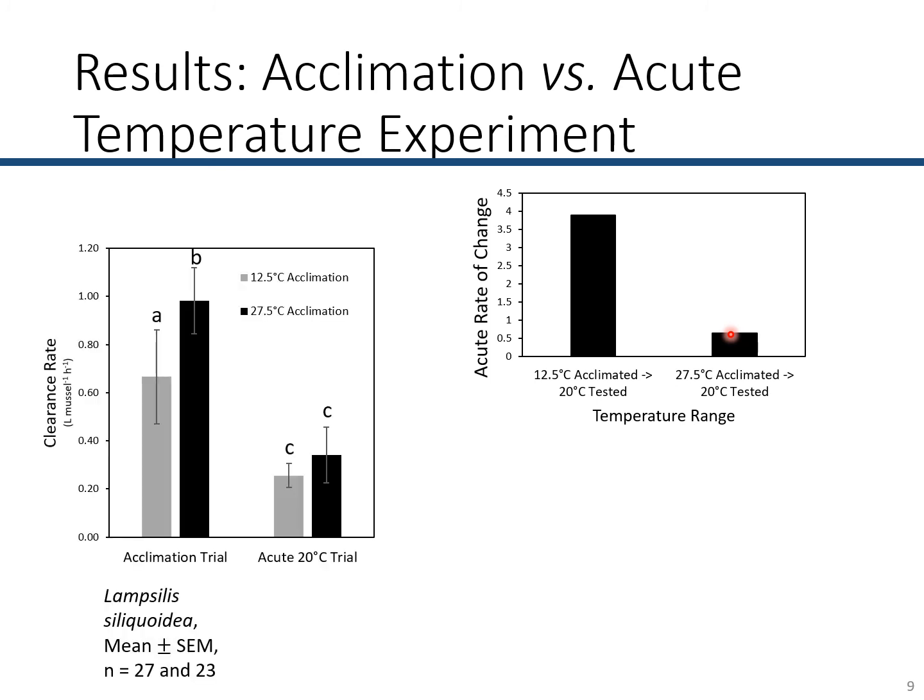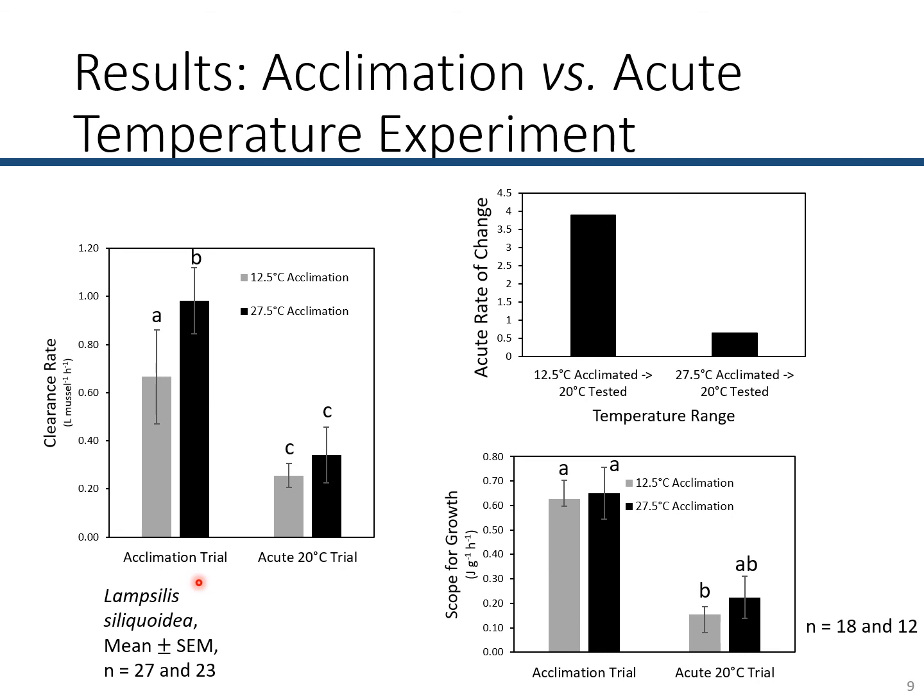And next, I found with clearance rates that mussels that were acclimated to their test temperature had significantly higher clearance rates than those that were tested acutely. And also, the mussels that were acclimated to 27.5 degrees had significantly higher clearance rates than those that were acclimated at 12.5 degrees. And finally, for scope for growth, I found that mussels that were acclimated to their test temperature had significantly higher scope for growth rates than those that were tested acutely, specifically when speaking about those that were acclimated to 12.5 degrees and then tested acutely.